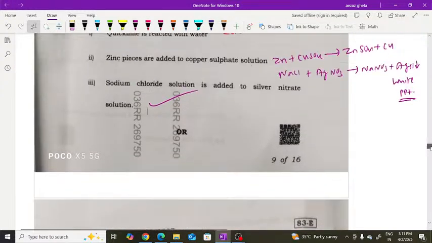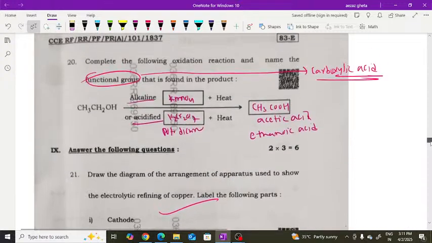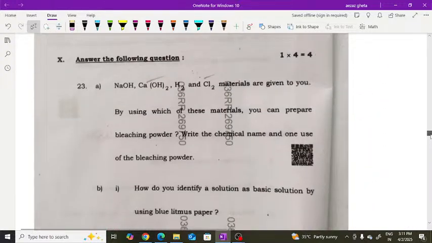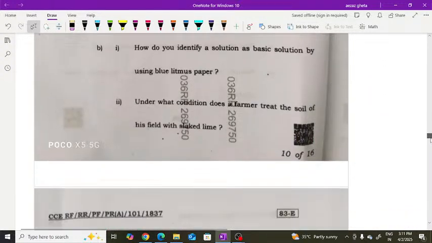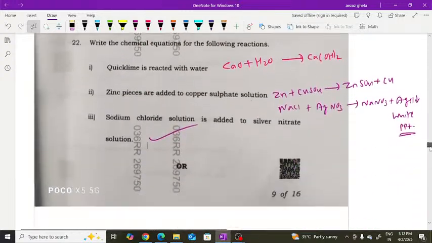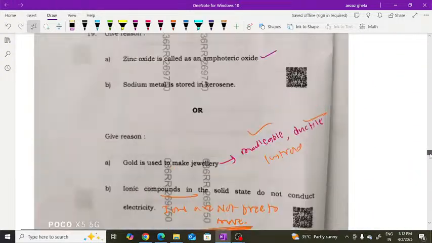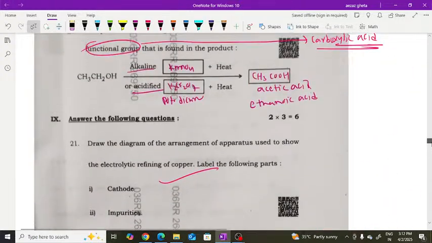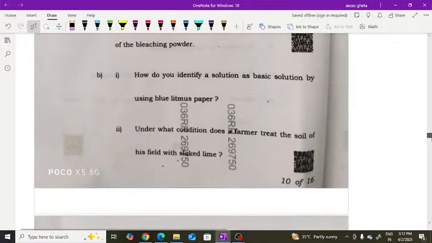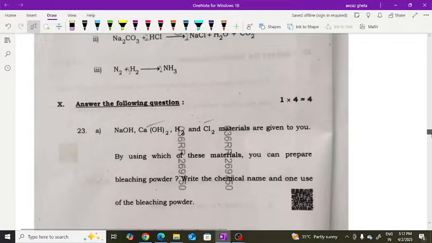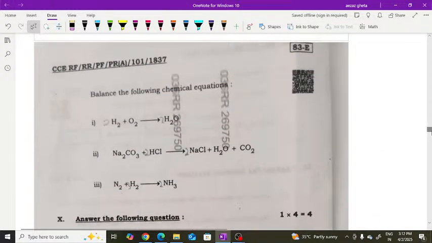This is the end of the 22nd question. We have a choice in that, which we'll see. Here we have to balance the equations. It is very easy balancing. I think you got this, right? Tough question, have a choice here.